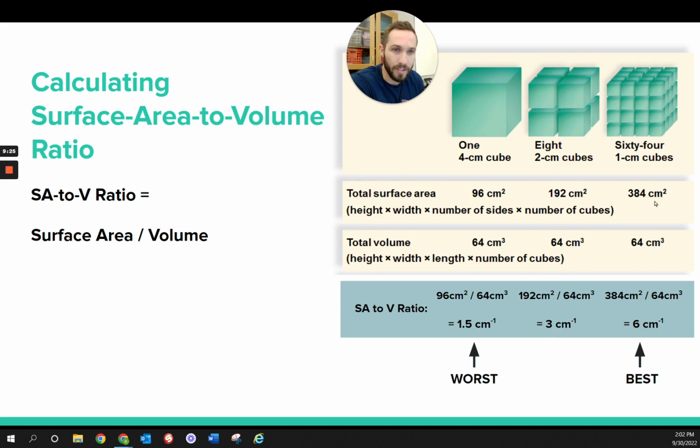If you take the surface area of this and divide it by its volume, you get 6. Now what you're going to see is that ratio is going up. And the higher that ratio is, the better the cells are at absorbing important molecules and nutrients, getting rid of waste products, and transporting things in and out of the cell. This is going to be a better situation than this.